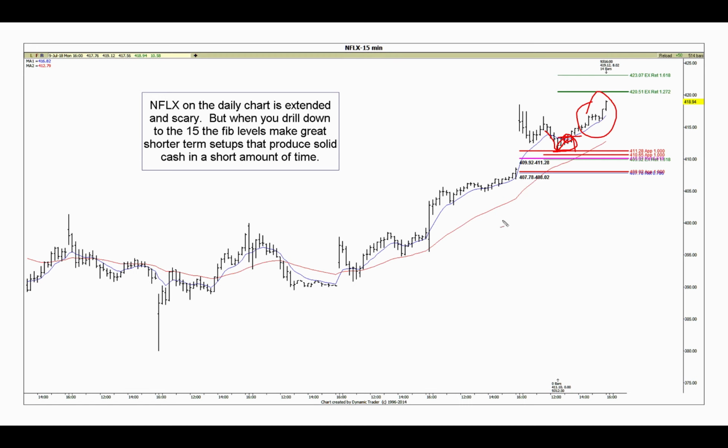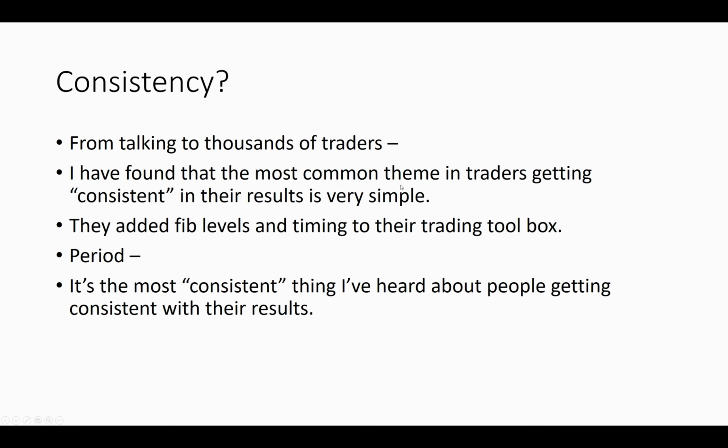All right, cool. And then what is the class that Carolyn is going to teach us on? So we can talk about that real quick, and I'll continue answering questions. Just to reiterate for consistency, from talking to thousands of traders, I found that the most common theme in traders getting consistent in their results is very simple. They added fib levels and timing to their trading toolbox. Period. That's really it. It's the most consistent thing I've heard about people getting consistent with their results.